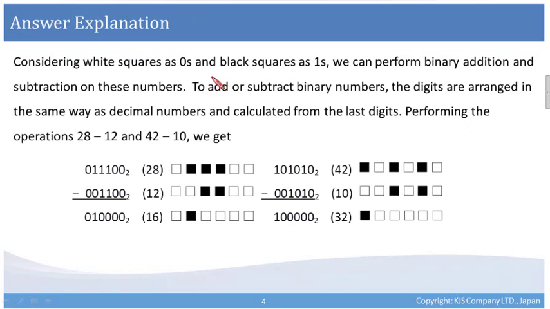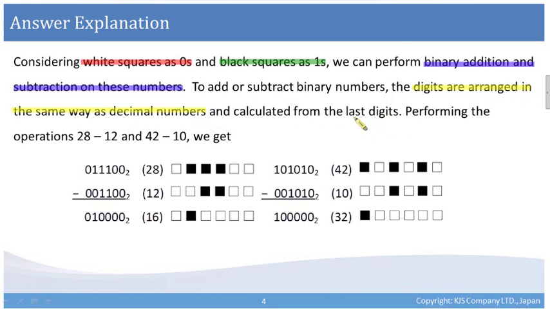To answer the question, there is a very simple way of understanding the binary numbers and how they can be converted into decimal numbers. However, I want to talk about how to solve the question using the binary numbers given in the earlier slide. So considering white squares as zeros and black squares as ones, we can perform binary addition and subtraction on these numbers. To add or subtract binary numbers, the digits are arranged in the same way as decimal numbers and calculated from the last digit. So basically, binary numbers can be calculated in the same way as we do with decimal numbers.